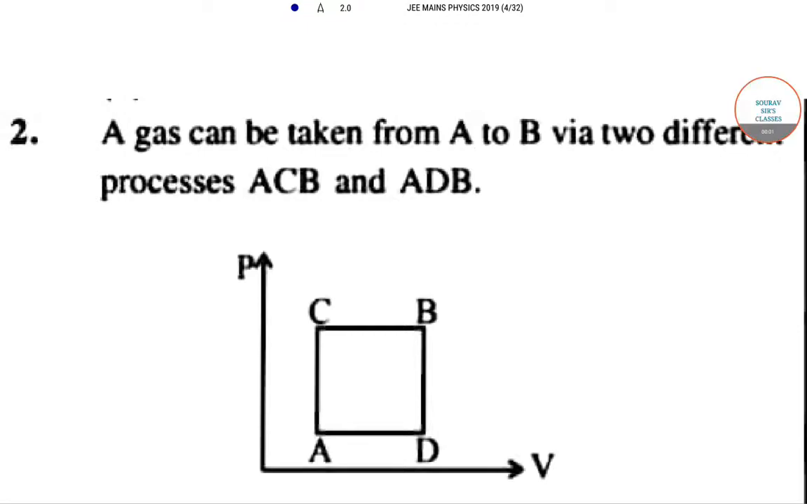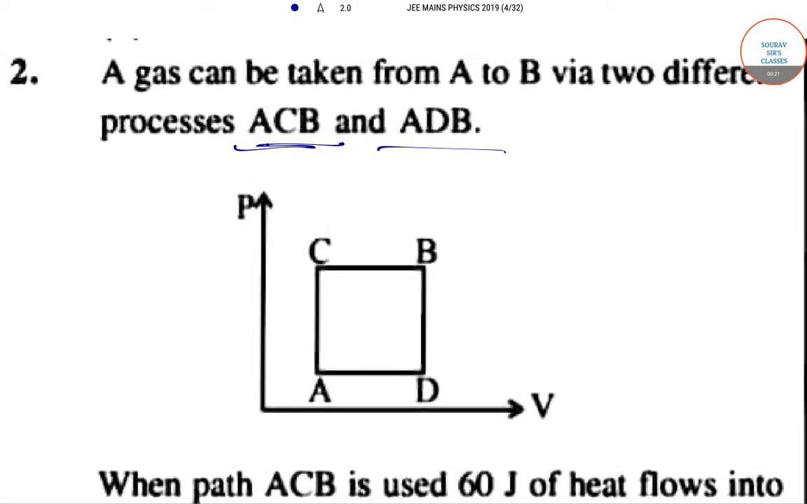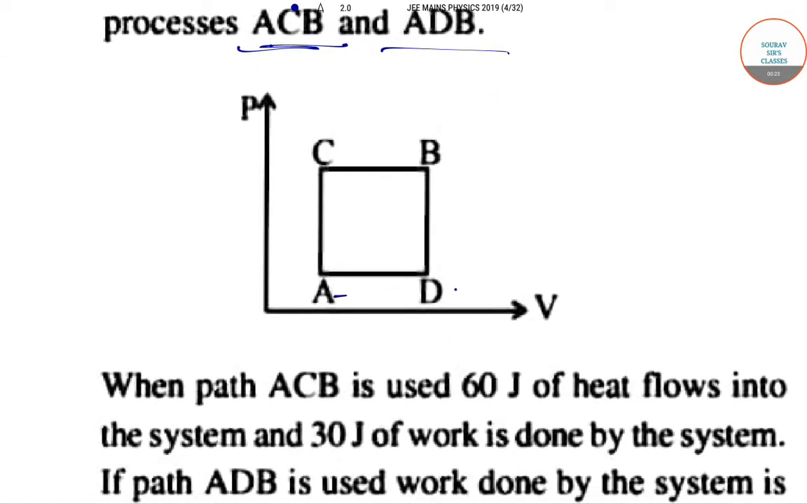Today, let's get started with the Joint Entrance Mains Physics question paper 2009. So let's solve this question. Here a gas can be taken from A to B via two processes, ACB and ADB. This is ACB and this is ADB.